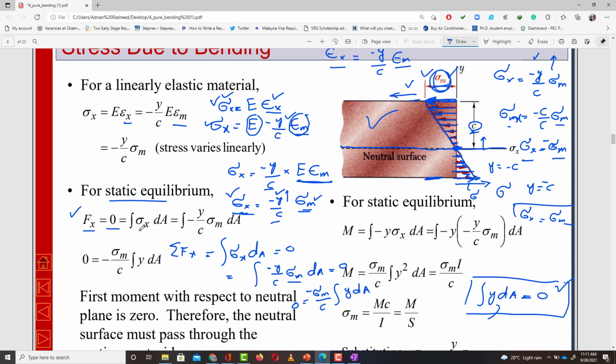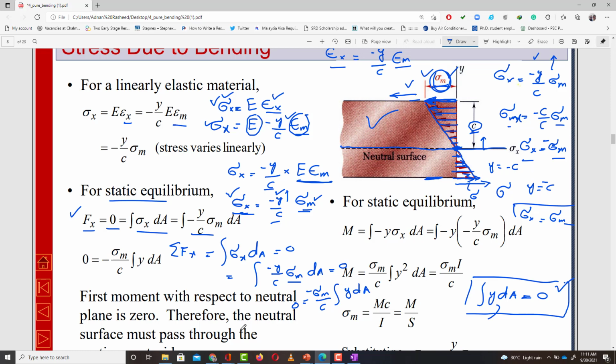Then you have to put the stress or force in the x direction and put in all the values. From that, at the end you come out with the equation that the integral of y into dA is equal to 0. The integral of y into dA is the first moment of inertia, and that is equal to 0. So this shows you that whenever a beam is given with a neutral axis, its first moment of inertia about the neutral axis must be 0.